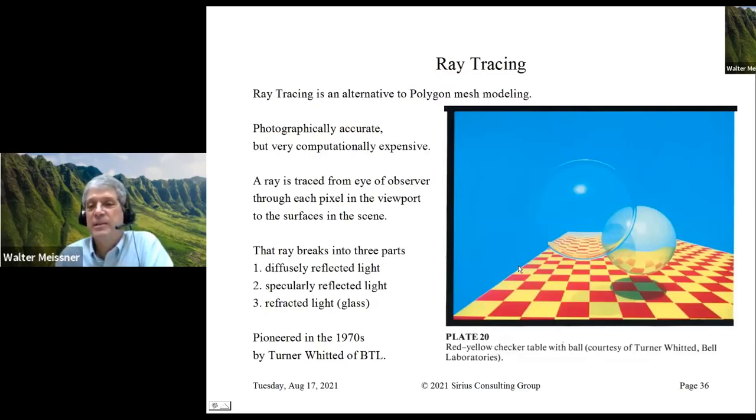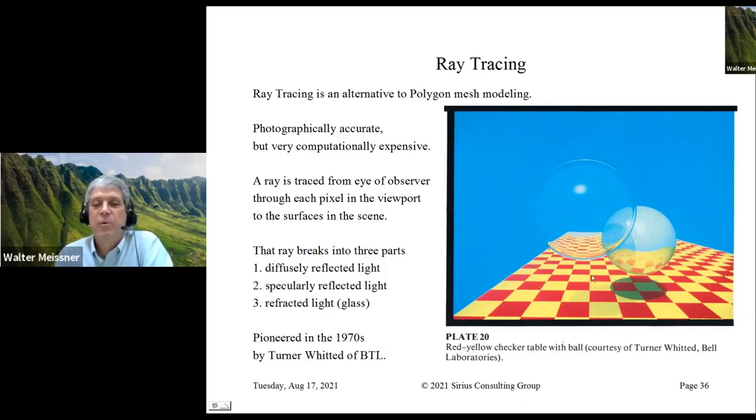Now, to jump to something completely different, if one is not using polygon models, one is doing ray tracing. Now, ray tracing is photographically very accurate, but it's computationally very expensive. So basically, a ray is traced from the eye of the observer through each pixel in the viewport to the surface in the scene. But once it hits a surface and is reflected to some other object in the scene, it has to compute all those sub-reflections, because it alters the light actually seen at that pixel. So the light ray is broken into three parts: diffusely reflected light, specularly reflected light, and refracted light, as in glass. And all three examples are here.